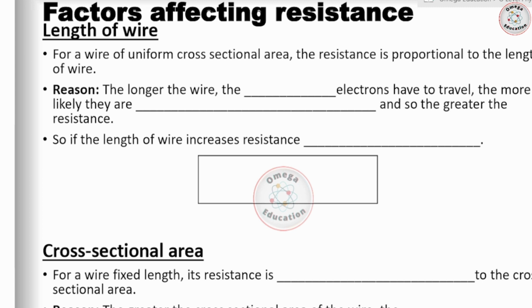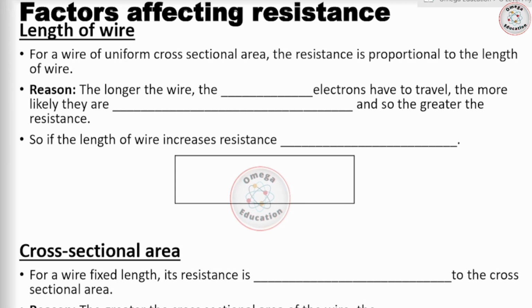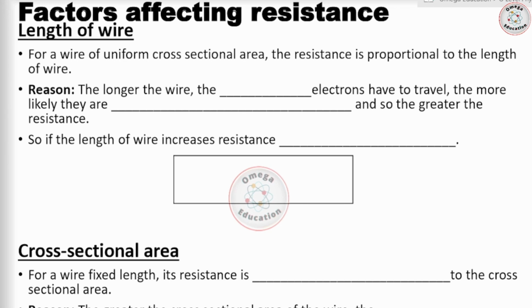All right, so the next thing that we have is the factors that affect the resistance of a wire or the resistance of a conductor. And the very first one is the length of the wire or length of that conductor. Now, for a wire of uniform cross-sectional area, that means the thickness of the wire is kept constant. That is the controlled variable. We're not changing it. We are comparing the lengths only. The resistance is proportional to the length of the wire. It means the longer the wire, the higher the resistance.